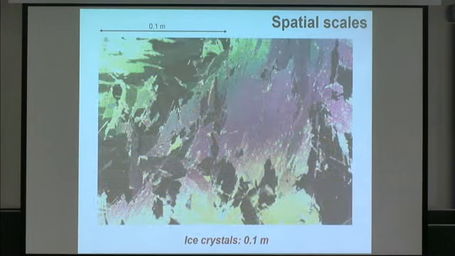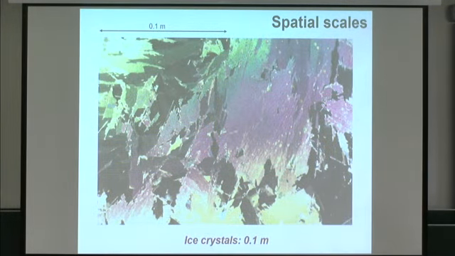So let's zoom in a little bit closer. Now we're on the 10-centimeter scale, and if you want to look at ice on the 10-centimeter scale, I guess you could put your face down on the ice, but usually what you do is you take an ice core and look at sections of that ice core.